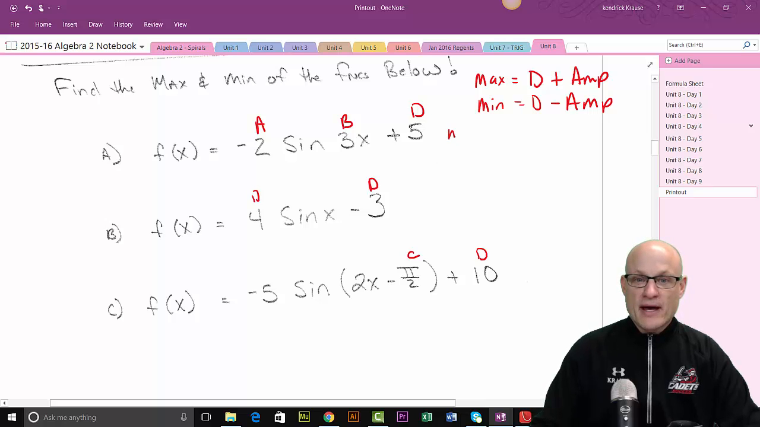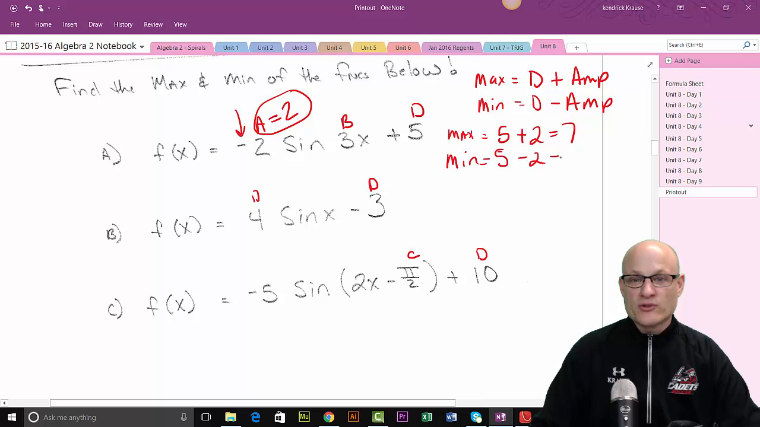So in this one, I want max. I'll do 5 plus the amplitude. Now remember, the amplitude is 2. The negative just tells me we're going to go down first, not up first. So the amplitude is 2. So 5 plus 2 is 7. The minimum is equal to 5 minus 2, which is 3.